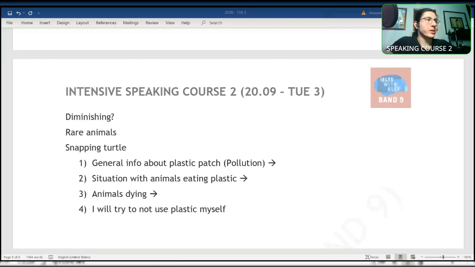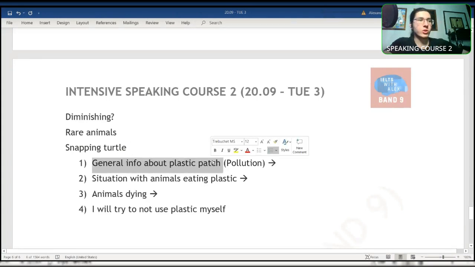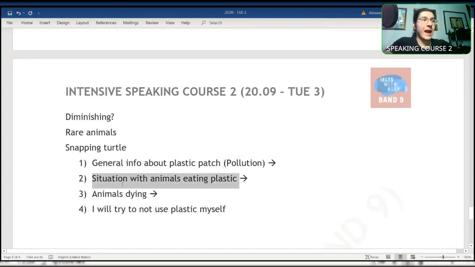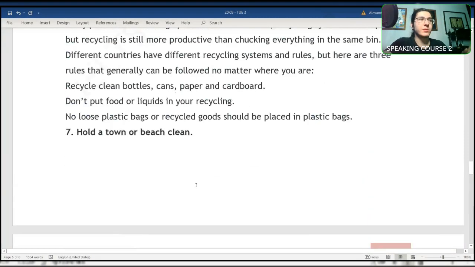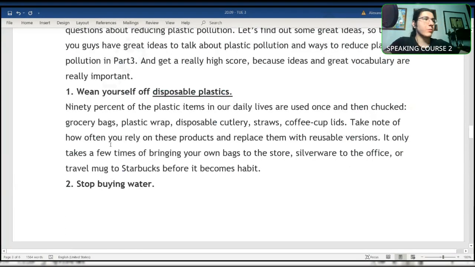Okay, so dear Rebecca, we'll get back to you. Yes. So first of all, a general idea about the plastic patch. That's what I started with. In general, talking about pollution. Then I talked about animals eating plastic. So what comes out of that? Animals eat the plastic, then the animals die, and so now I want to not use plastic myself. And I used the same ideas from today's lesson that we talked about. Literally the same ones.